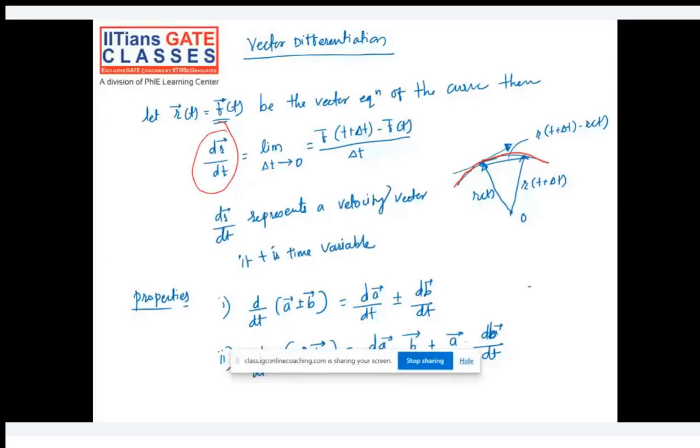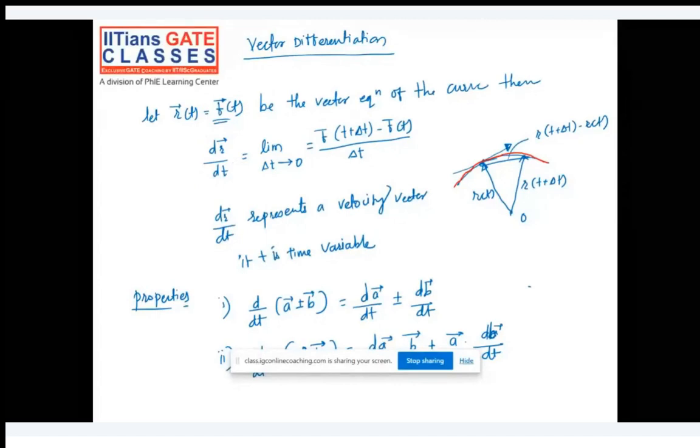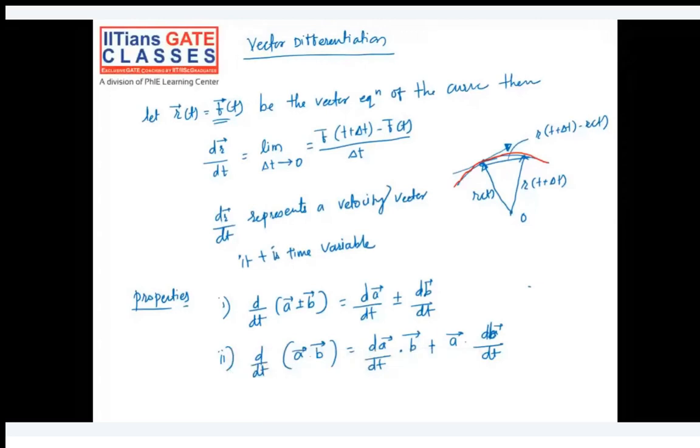It means the limit as delta t tends to 0 of the change in the function with respect to delta t, right? So it's the same thing as what we do in the derivative of normal functions, but here I am saying bar represents the vector function. Okay, so dr bar by dt represents the velocity vector at a point t, or you can say the velocity of the particle at time t.